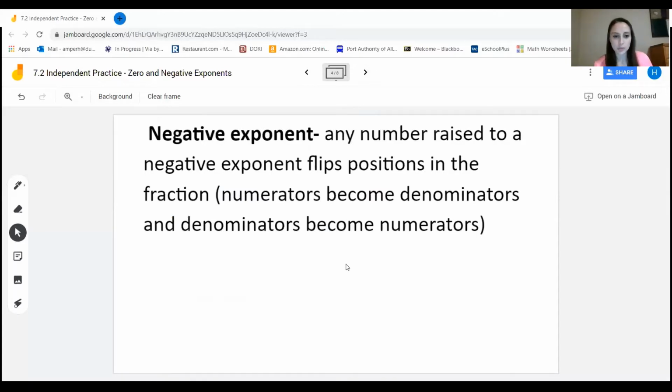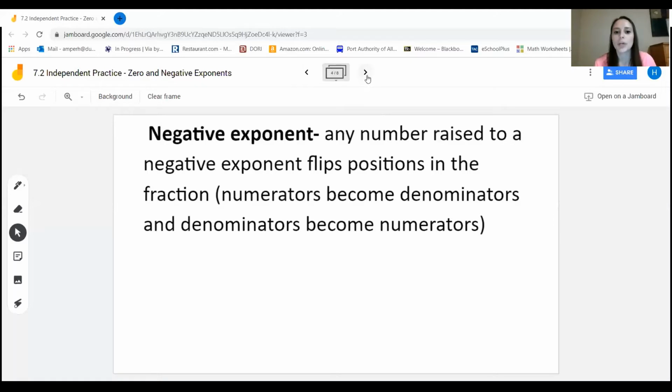So the next rule that we're going to be talking about is with negative exponents. So any number raised to a negative exponent flips the position in the fraction. So if it's a numerator with a negative exponent, that's going to become a denominator. And if it's a denominator with a negative exponent, it's going to become a numerator. But it's going to keep the same value. So like if you put absolute value bars on the exponent, that is going to carry with it if you're flipping it from top to bottom, okay?